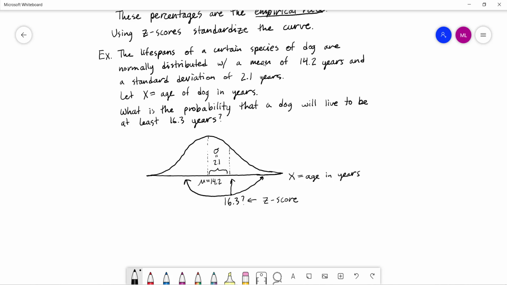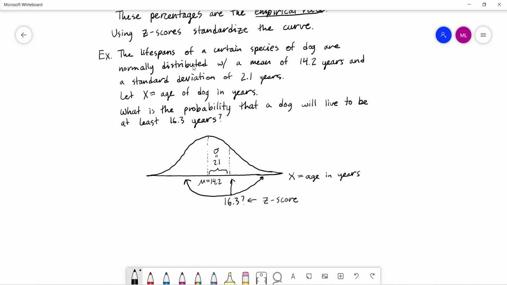Maybe we're not interested in lifespans. Maybe I'm interested in the weight of an animal. Well, we need a different table for that. Maybe I'm actually interested in the height of a tree instead. I'd need a different table for that. So even though we have all of these different things that follow these normal distributions, we don't want to have a separate table for every single one of them.